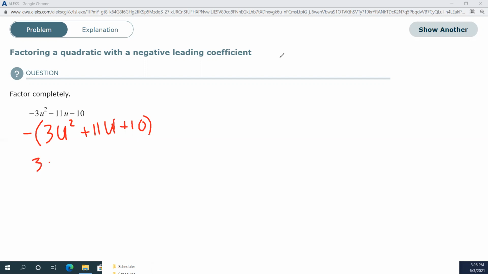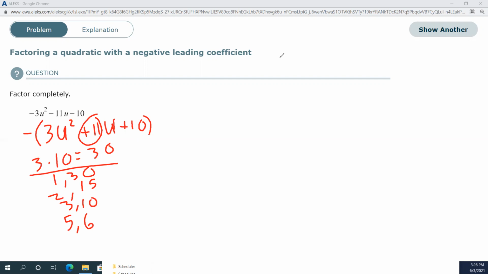So I'll go 3 times 10 is 30. So 1 and 30, 2 and 15, 3 and 10, 5 and 6. They need to multiply to a positive 30, so they need to be the same sign. And add up to a positive 11, so that same sign needs to be positive. I mean, if they're both negative, they wouldn't add up to a positive 11. All right, and so the pair that adds up to 11 is right there.